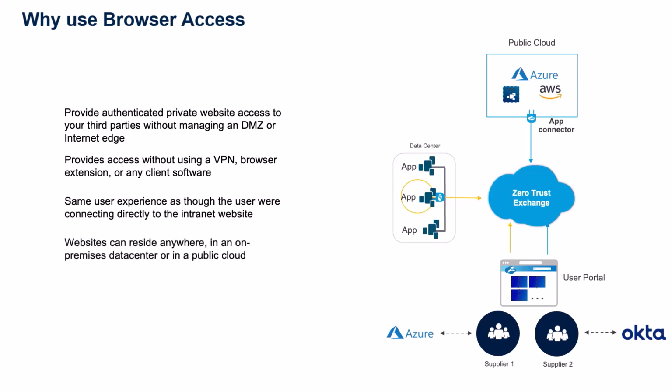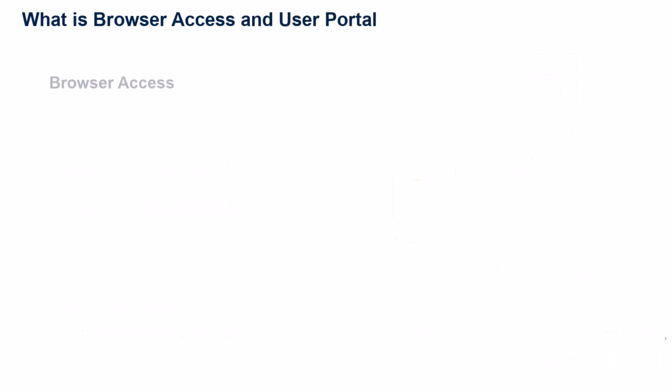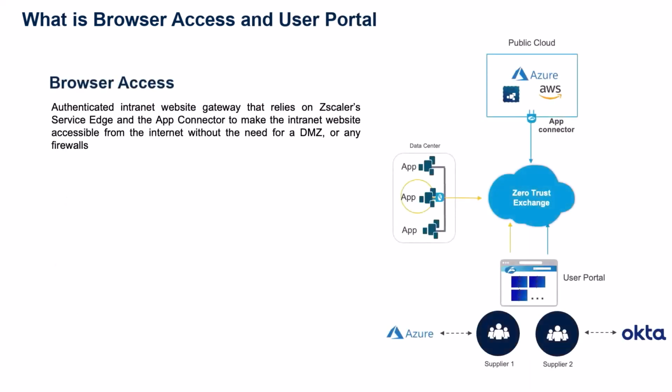The websites can reside anywhere, whether in the physical data center or in infrastructure as a service, and we're then able to do app protection to protect that website from the OWASP top 10 and custom signatures and inspect that content. And the ZTNA policy provides least privileged access. So browser-based access ensures that the user has authenticated into the Zero Trust Exchange, which allows us to apply policy and then segment and provide access through the app connector to the application.